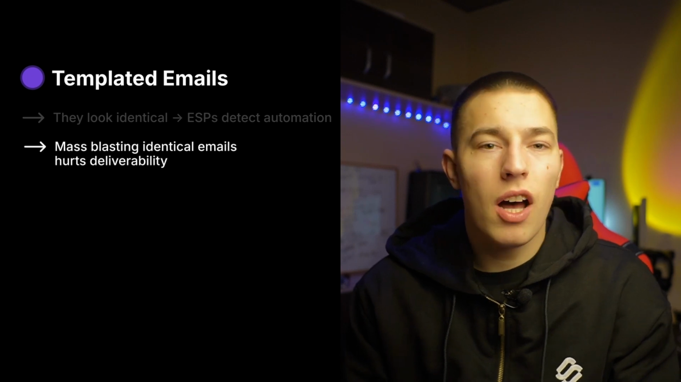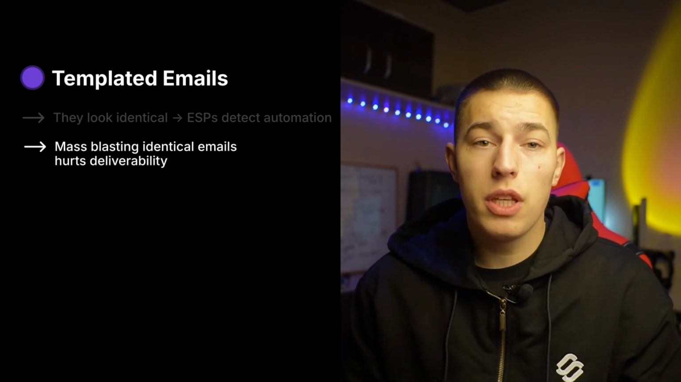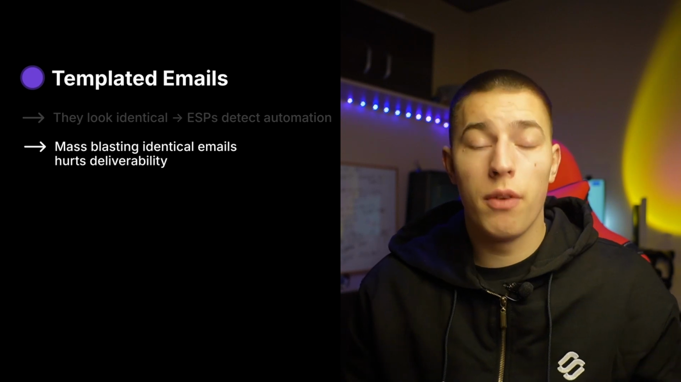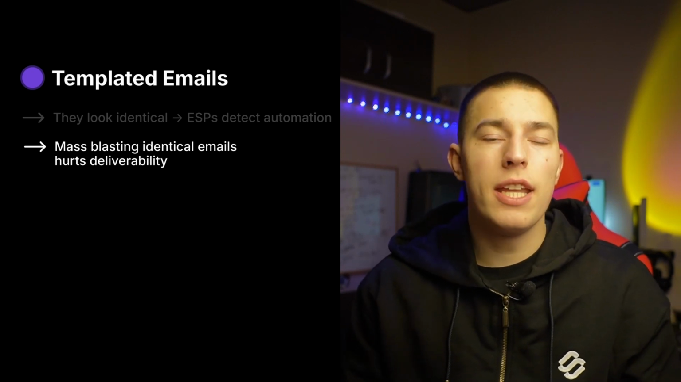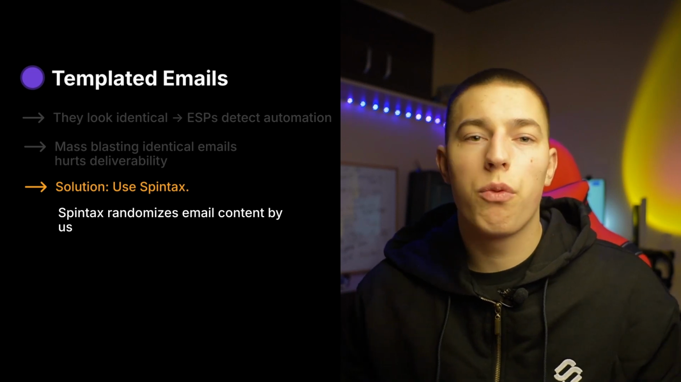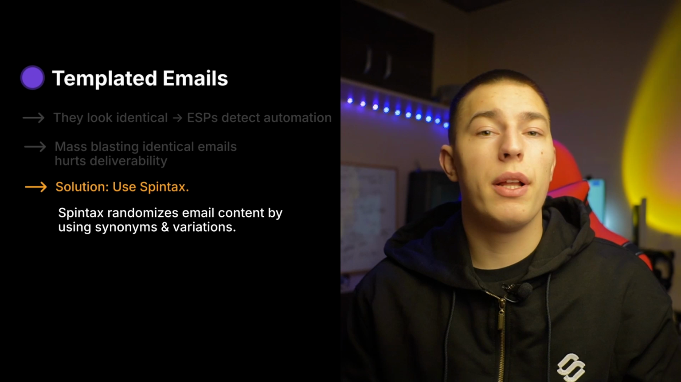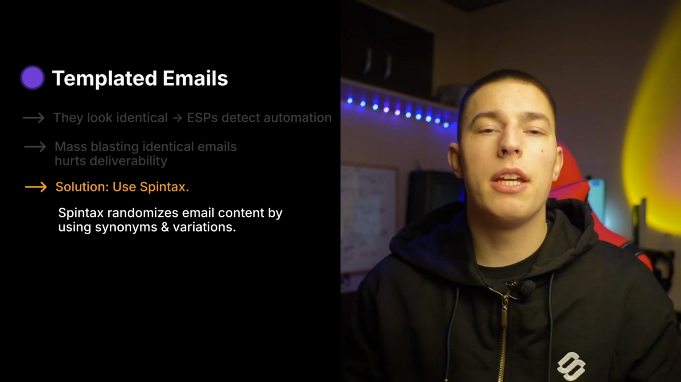And if you blast a lot of similar or, worse, identical emails, email service providers will notice that you're automating this process and your deliverability will suffer. That's why if you're sending templated emails, you want to use spin tags. Spin tags is the process of randomizing the contents of your email with synonyms, so each email you send is a little bit different. Let me give you an example.